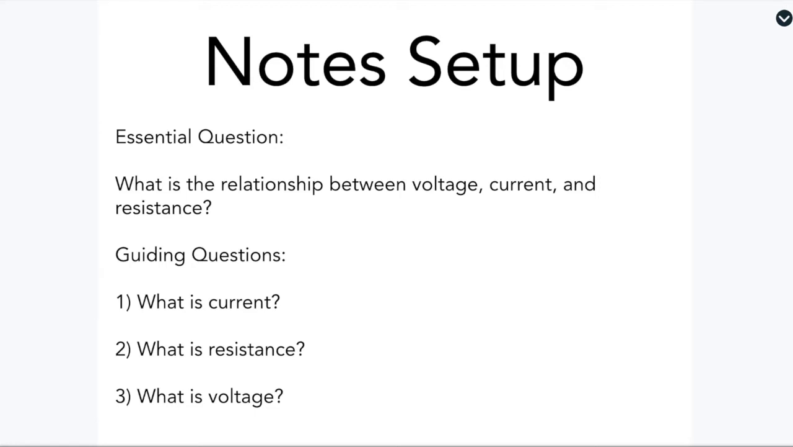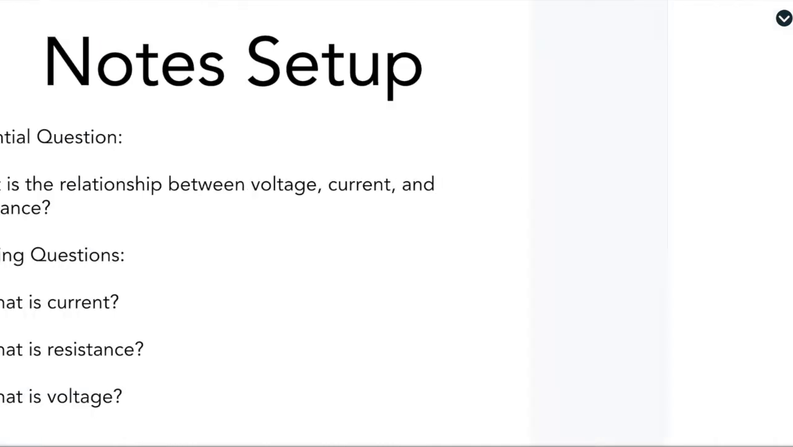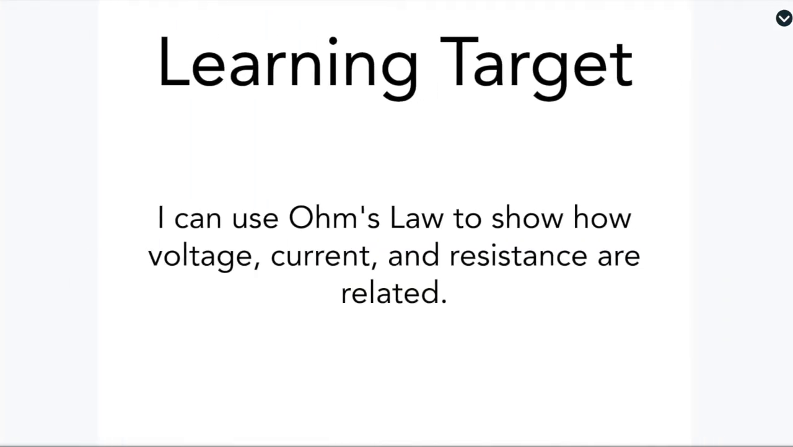Today, your essential question is, what is the relationship between voltage, current, and resistance? Your three guiding questions for today are, what is current, what is resistance, and what is voltage? Go ahead and pause the video, set your notes up, and then restart the video. All right, our learning target for today is I can use Ohm's law to show how voltage, current, and resistance are related.